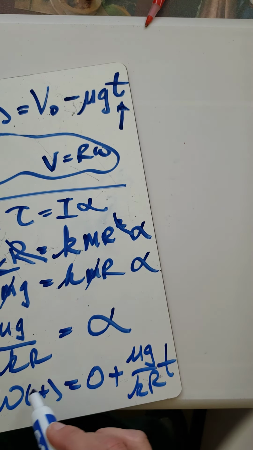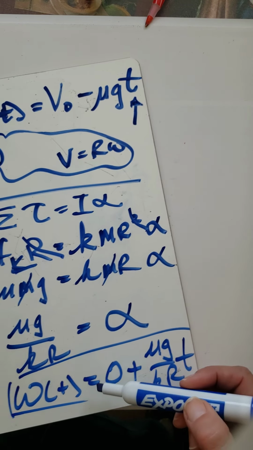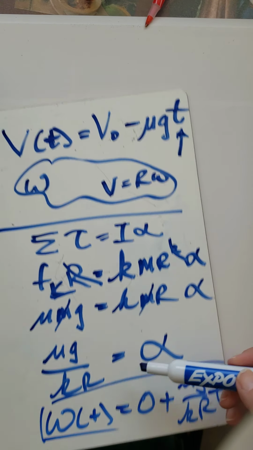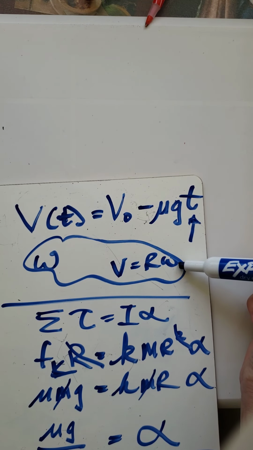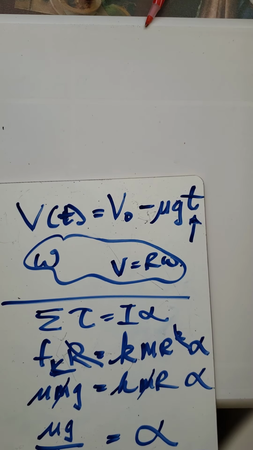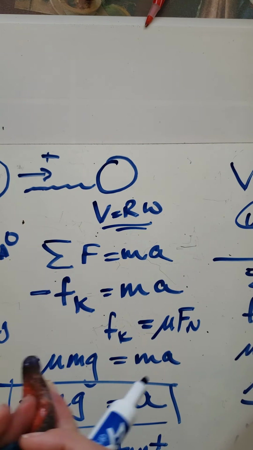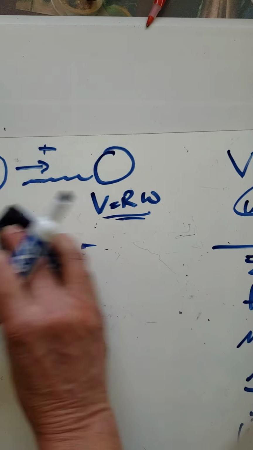So now that I have two expressions, one for the angular velocity and one for the linear velocity, all I have to do is set them equal to each other, multiplying by r, and I can solve for the time. So let's do that real quick. Get my eraser out here. Clean this up.